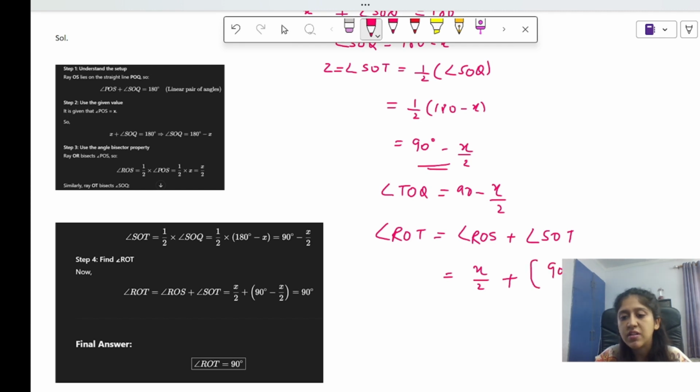Let's just write it out, 90 minus x by 2. Okay, let's just add it out. What came? Our angle ROT has been found. I hope this concept is clear to each one.